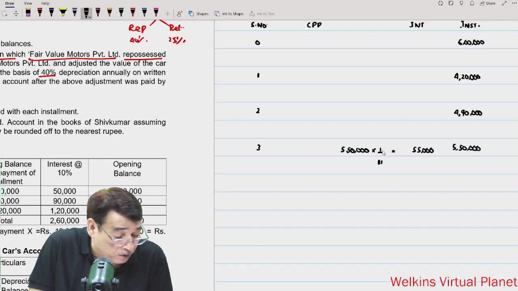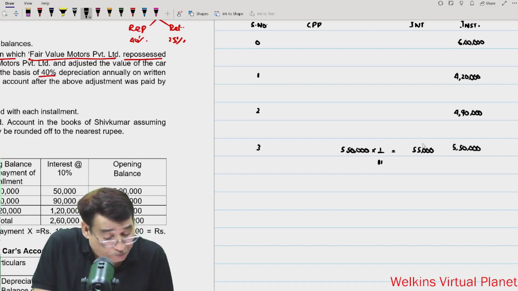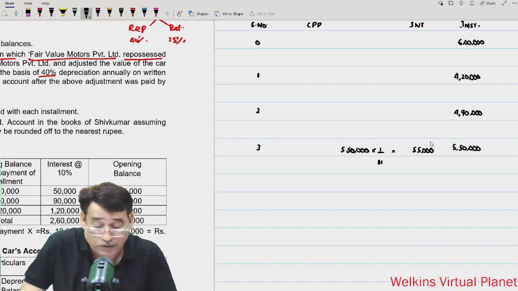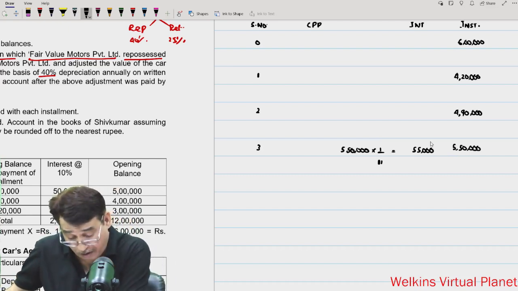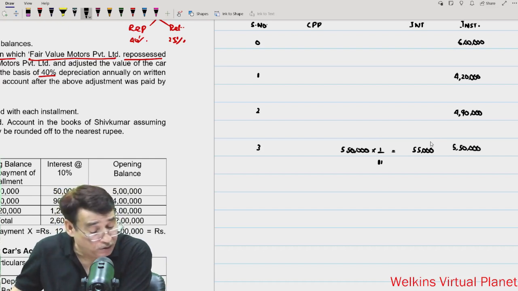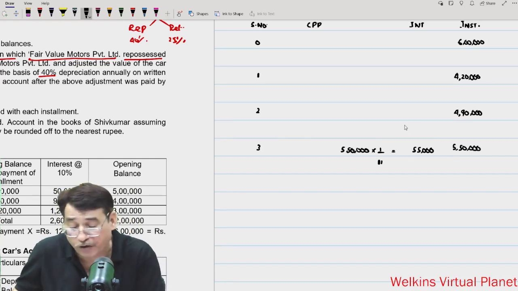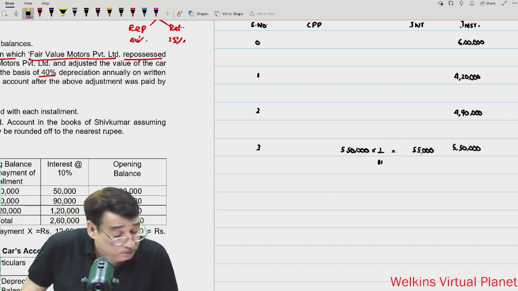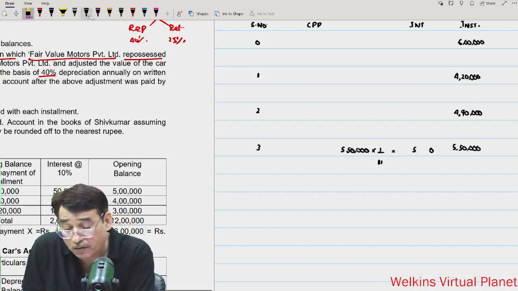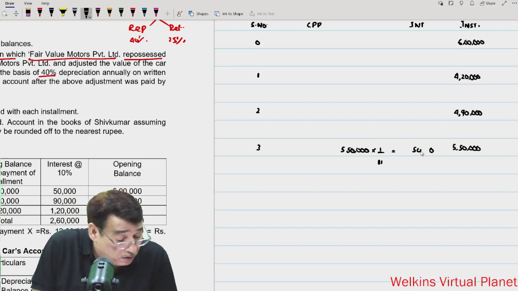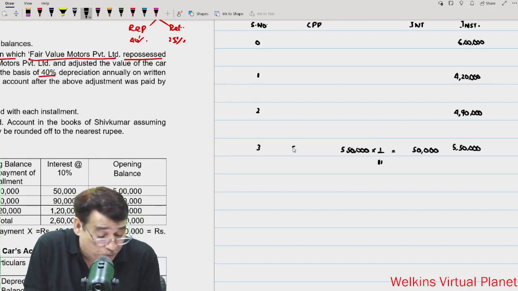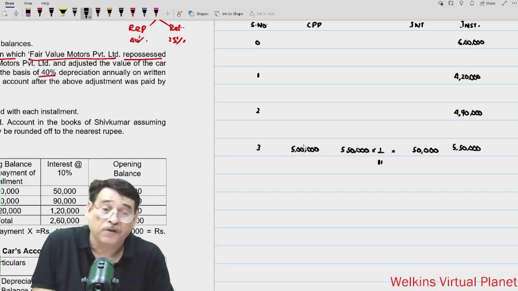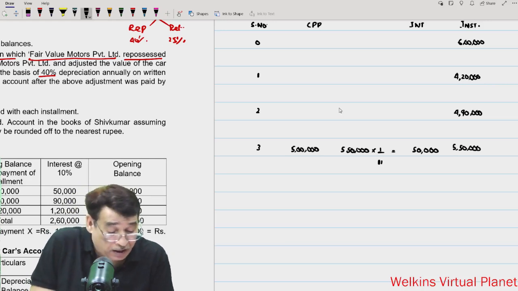Amount of interest will be equal to 55,000. So out of 5 lakh, is it 50,000 or 55,000? Let me do the calculation. I think it is 50,000. 11 fives are 55. It will be equal to 50,000. So that means our cash price portion is equal to 5 lakh. Correct? And now we will come over to the second installment.